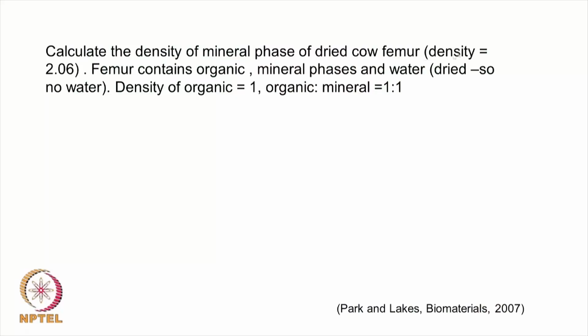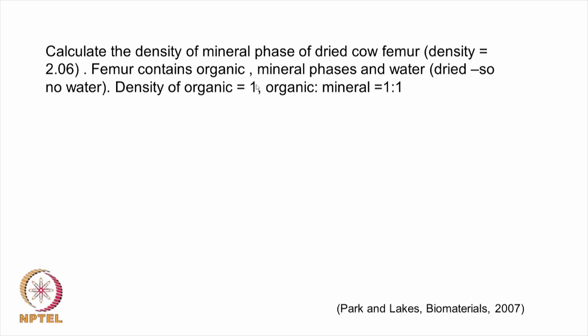Calculate the density of the mineral phase of dried cow femur. Density is 2.06. This is a dried femur. For example, if you take this cow femur, it will contain a mineral phase just like hydroxyapatite, and then there will be an organic phase, like collagen, and then there will be water. So, the density is 2.06. This femur contains organic, mineral and water. Because it is dried, there is no water.